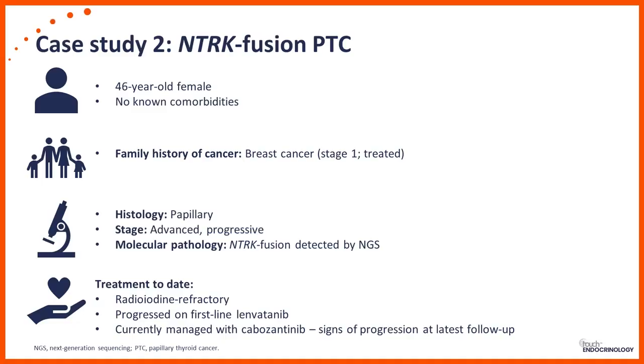Now, another case we might consider is an NTRK fusion positive papillary thyroid cancer. In this case, we'll say take a 46-year-old female, pretty healthy otherwise, who had a history of breast cancer, but that was stage 1 and treated and she hasn't had any problems with that. The histology of her thyroid cancer revealed papillary thyroid cancer, but it was advanced. The patient had an NTRK fusion that was detectable by next generation sequencing.